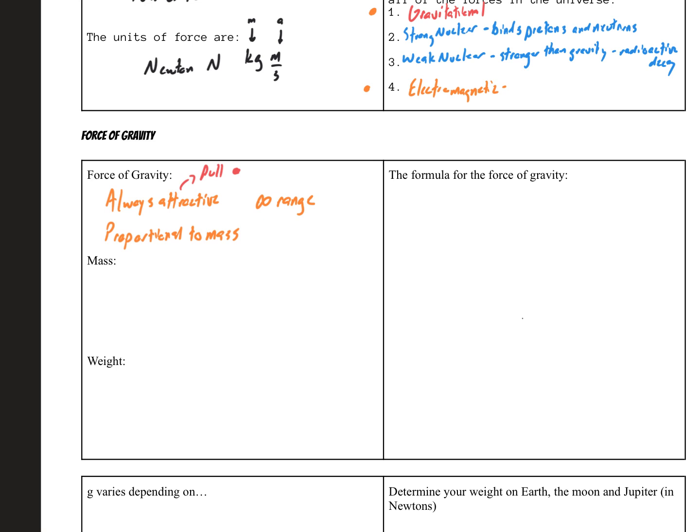Proportional to mass. Now remember, mass is simply the amount of matter an object has. Amount of matter. It is measured in kilograms, and remember, it stays constant. In other words, the amount of mass an object has doesn't change based on its location, while the weight of an object can. So the weight of an object is simply the force of gravity on a body of mass.